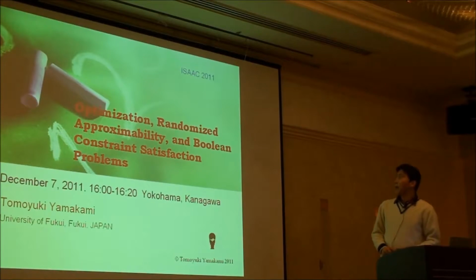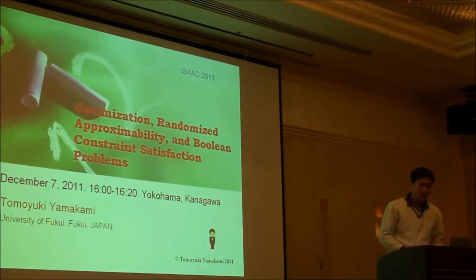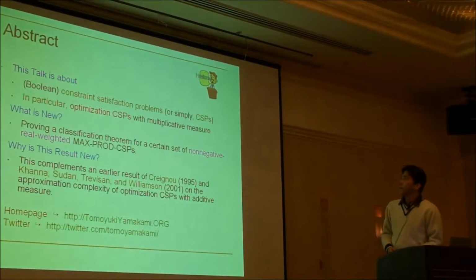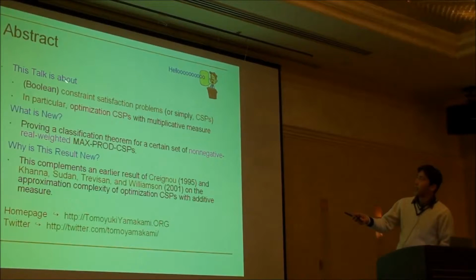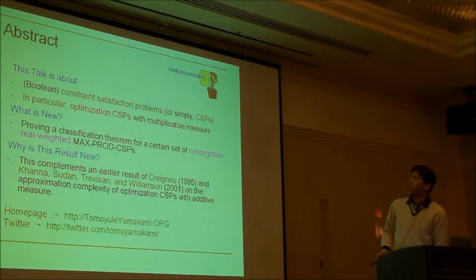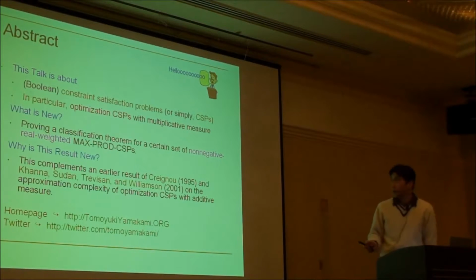Well, this talk is about an optimization problem. Particularly, the optimization problem is based on Boolean constraint satisfaction problems. As I said, the basis is the constraint satisfaction problem, or simply CSPs. And we use this optimization version of CSPs. In particular, we are interested in multiplicative objective values.